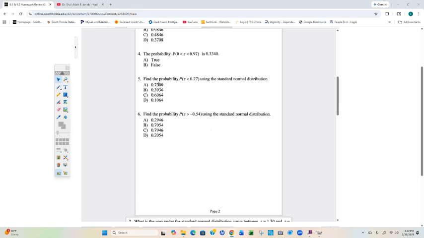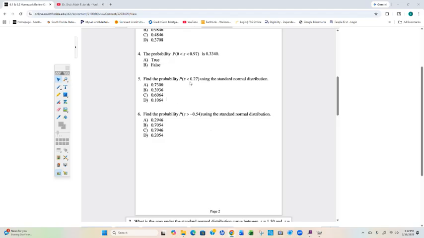Number 5, the probability P such that Z is less than 0.27 using the standard normal distribution. A is 0.7300. B is 0.3936, C is 0.6064, D is 0.1064. Pause the video and look it up. Okay, correct answer on this one is C, 0.6064.